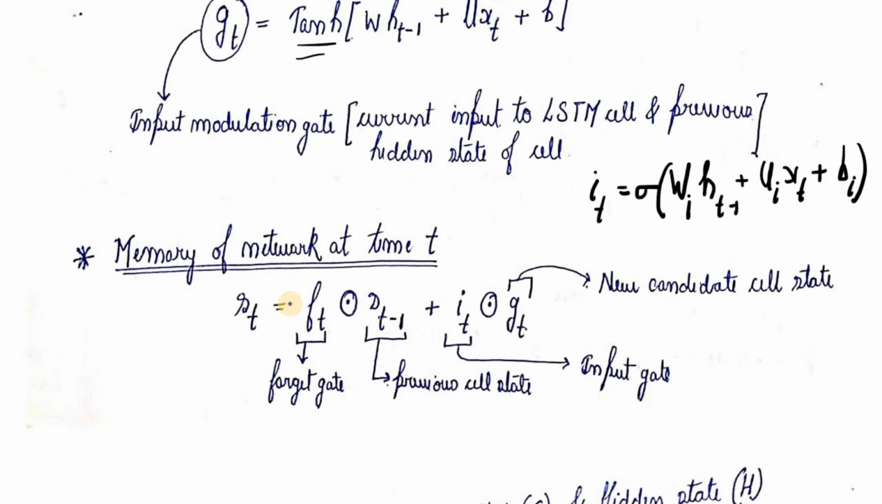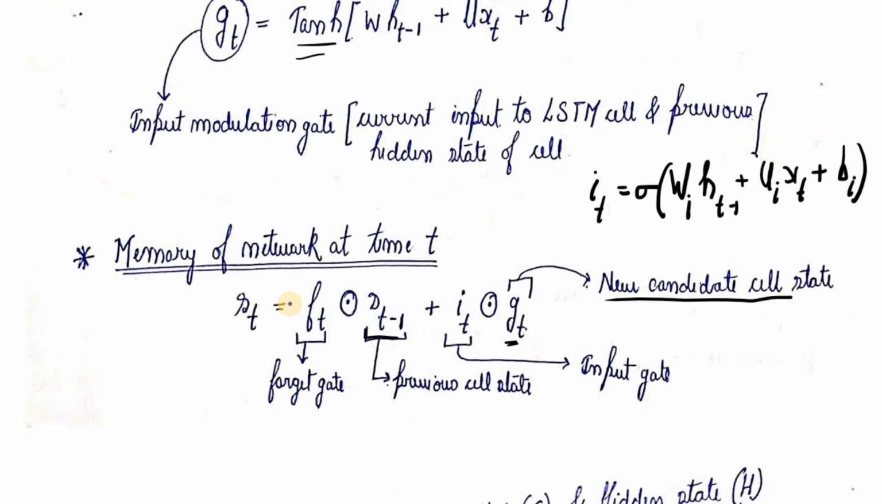So this is how it goes. We just were able to find out that g_t is the new candidate cell state, and this tells us how much of the information of the new candidate cell state is to be added. And when we are adding it, definitely we are going to remove something from the cell state as well.